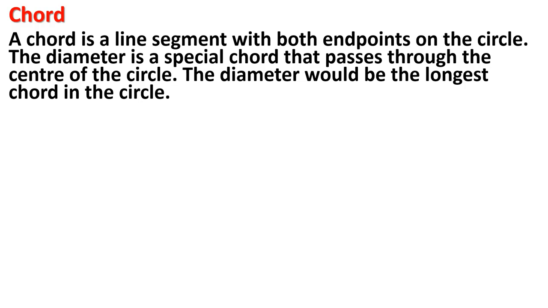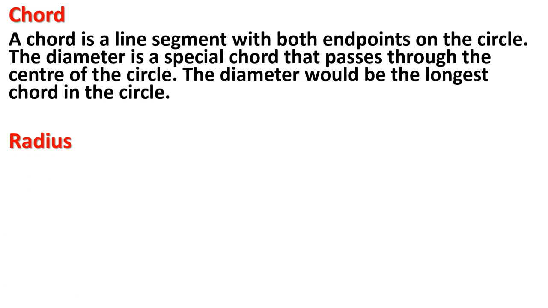Diameter is a chord. You can say that diameter is a chord, because a chord's condition is that both endpoints lie on the circle, and so in a diameter also. So diameter is a chord, but a chord is not a diameter. Every chord is not a diameter. Why? Because a chord may or may not pass through the center. Clear? The diameter is the longest chord in the circle.